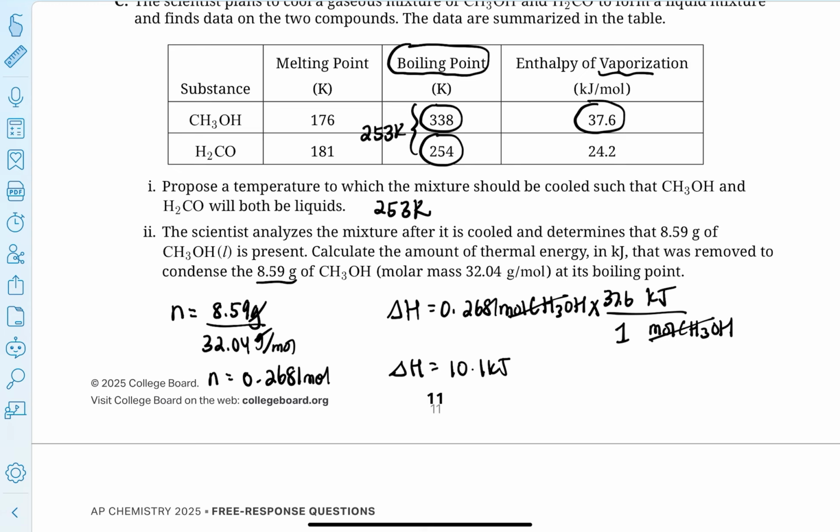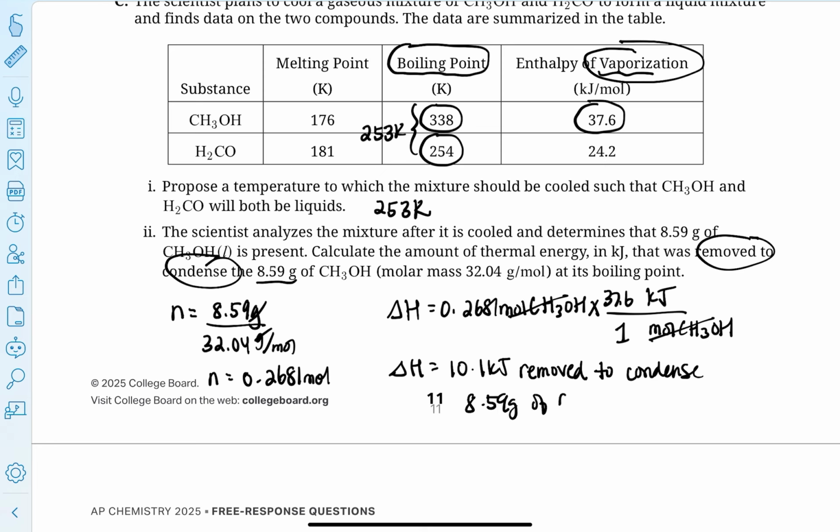kilojoules. So we just have to be careful. We have to say 10.1 kilojoules removed because the data table shows vaporization, so turning into a vapor. And then this one in the question is asking how much heat is removed to condense. So kind of going backwards. So 10.1 kilojoules is removed to condense 8.59 grams of CH3OH. Okay, that's how I would handle question 4.